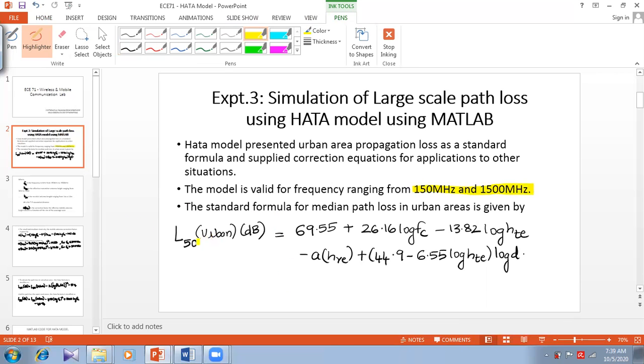And the formula to find out the path loss laid by the Hata model is given by this L50 urban. Now this is the value only for the urban area. L50 urban in dB is 69.55 plus 26.16 log fc minus 13.82 log hte, which is the height of your transmitting antenna, minus a(hre). We'll see what this factor is. Plus (44.9 minus 6.55 log hte) into log d. So this is the formula laid by Hata.